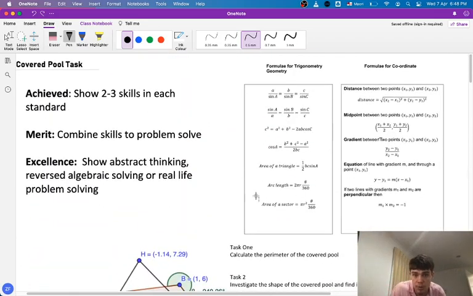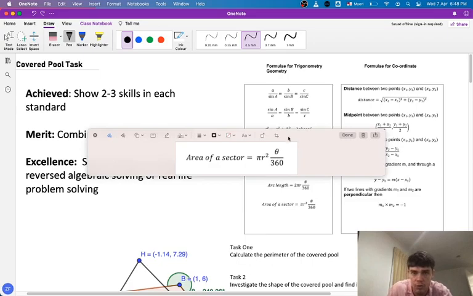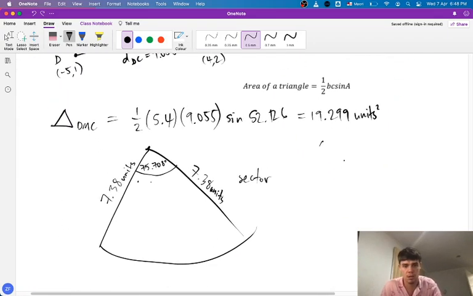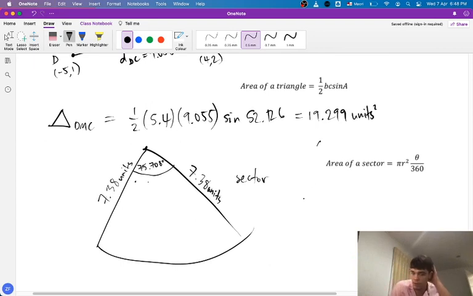Sector. This one. Yes, you. Grab it. Control C. Click on it again just in case. Control C. Come down with me. Yes, area of sector. Cool.